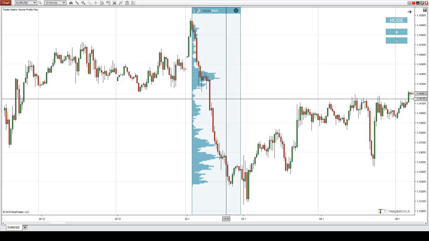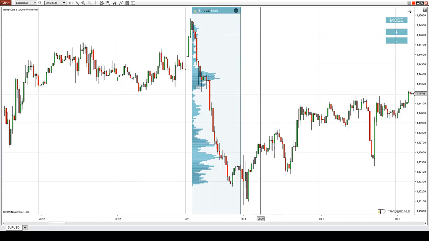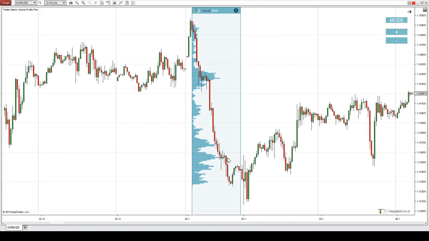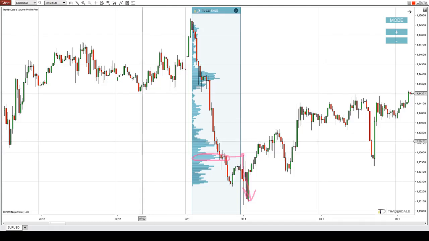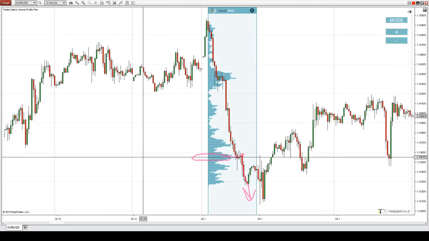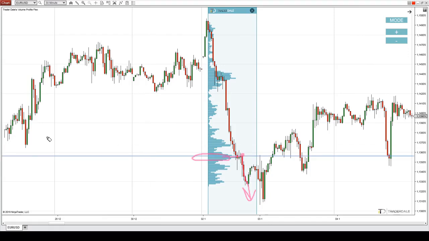This one. And in here we have several significant volume clusters. The first one from the bottom is this one, the strongest one. A very nice reaction to it. By the way, this level was also strong support in the past.